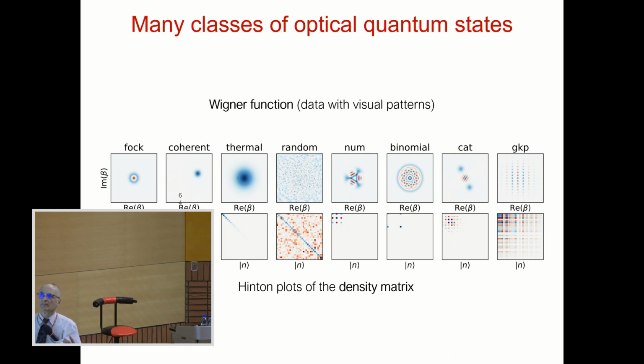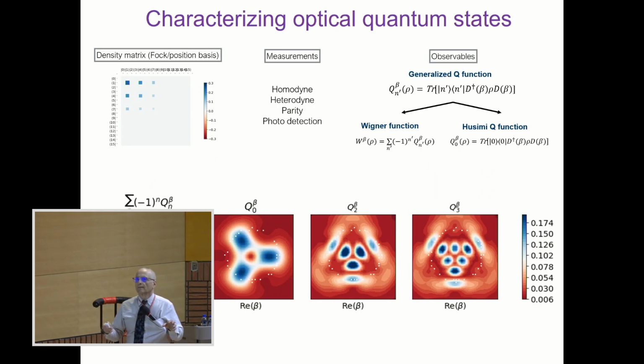So there are many classes of optical quantum states, and you would like the system to be able to discriminate and figure out which one is which. So therefore, to characterize them, you need to look at the density matrix, and then those are either a Wigner function or the Husimi Q function where there is this beta here, and depending on the value of, this is Q beta 0, but could be Q beta 2, Q beta 3, there are the higher order states, higher order generalized Q functions. One of them will be the Wigner one, but there are more general versions of it.